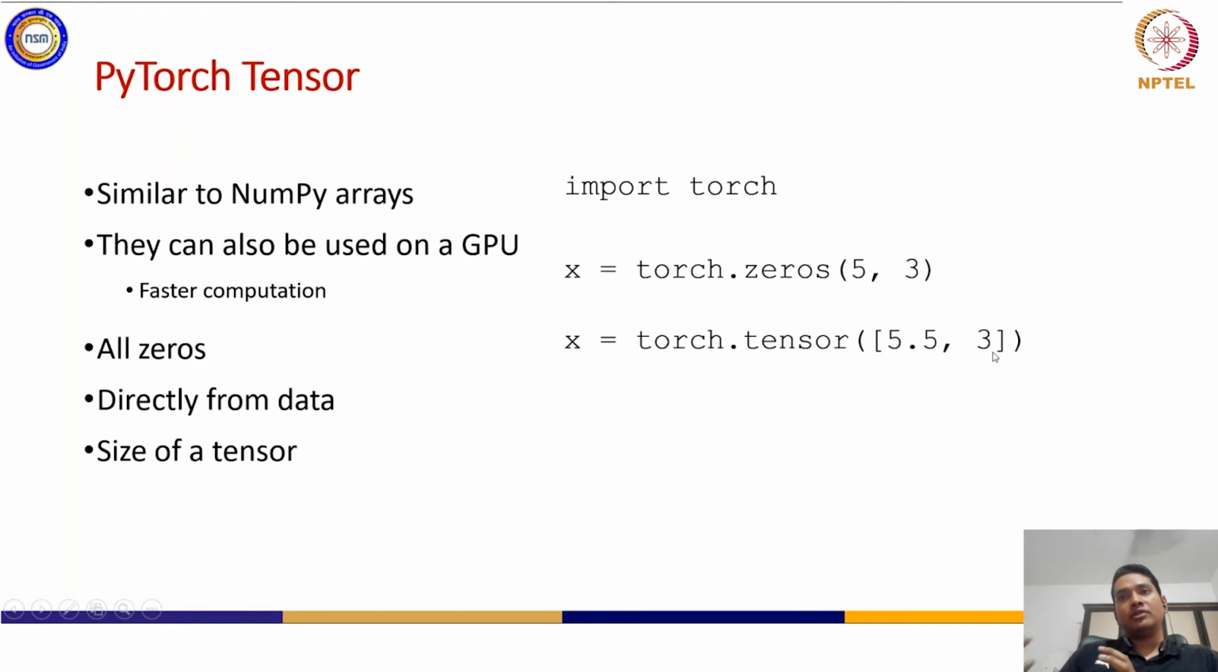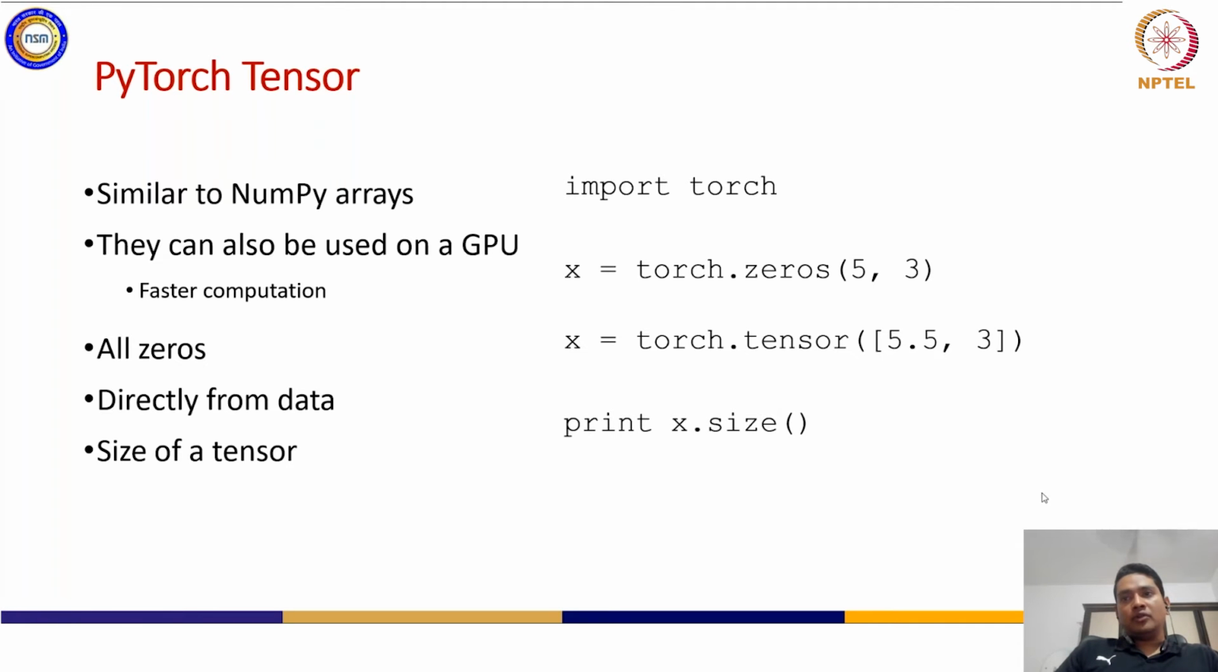Now, if you already have some data, so let's say 5.5 and 3, you have this data already, and you want to convert it into a tensor. This is essentially one NumPy array, and you want to convert it into a tensor. So the torch.tensor method or function will give you the converted tensor from the existing data that you have. This function is very handy when you already have a data set present and you want to convert it into a tensor, so that you can use it with the GPUs that are available at your disposal.